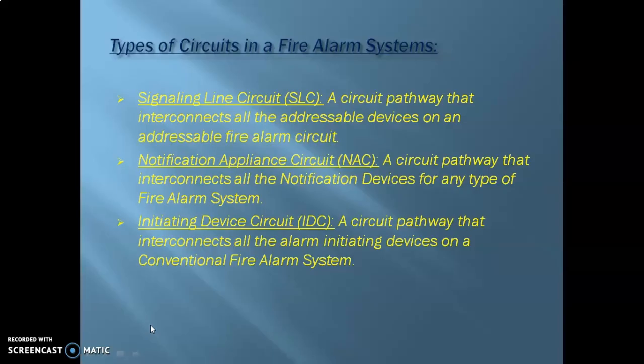Means if there's one IDC circuit, then you could have any combination of smoke detectors, heat detectors, and manual pull stations with the circuit terminating at the last device using an EOL. This is something that I've already explained in the previous section for conventional fire alarm systems. So that circuit with all the alarm initiating devices, that is basically your initiating device circuit or the IDC circuit for a conventional fire alarm system.